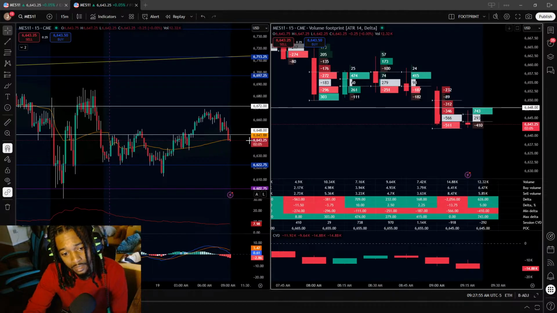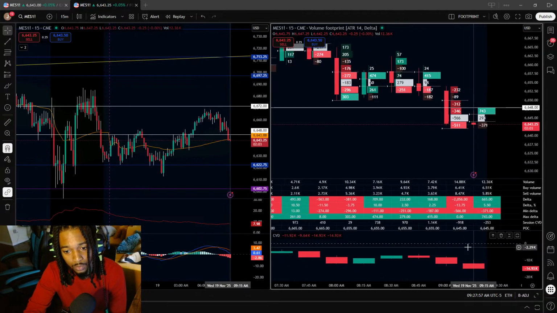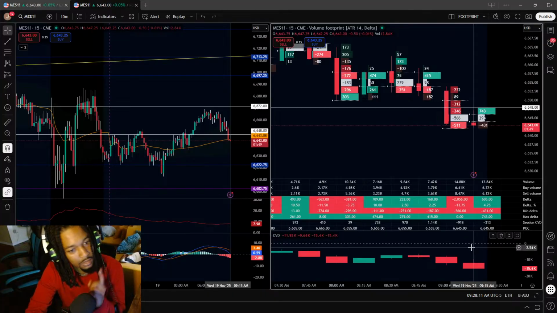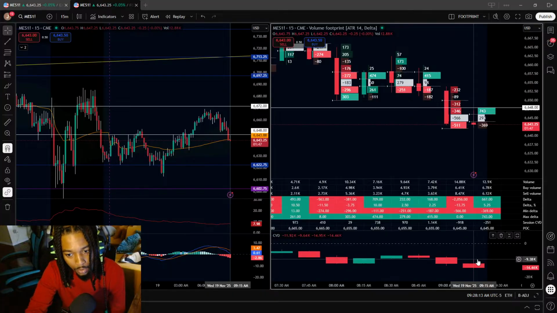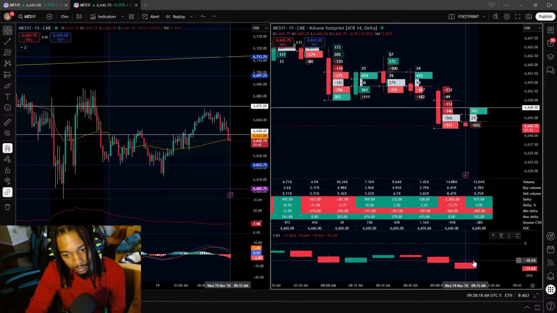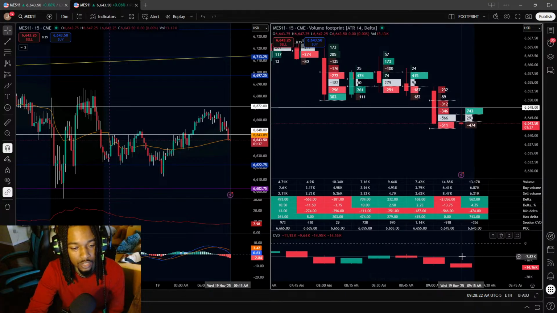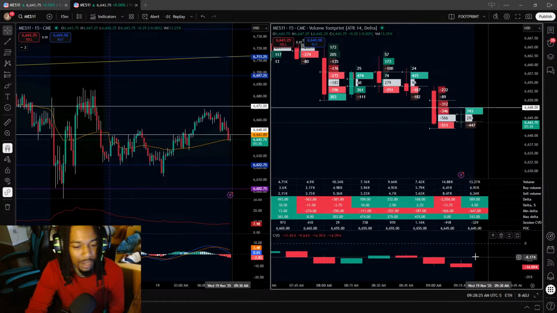On the CVD, bears are in control as well. And to explain CVD, it's very simple. You have a 0 line, and you have above the 0 line and below the 0 line. Above the 0 line, bulls are in control. Obviously, above, bulls. Bulls like things to go up. If it's below the 0 line, that's bearish. So, below, bears. A lot of aggression. And whichever side it's on, that's who has control of the market.